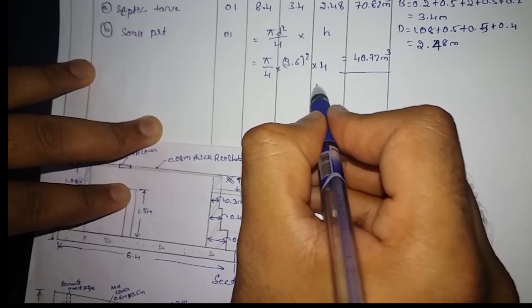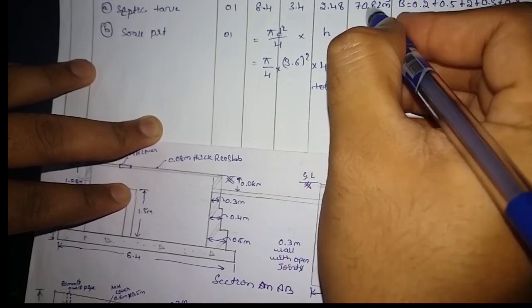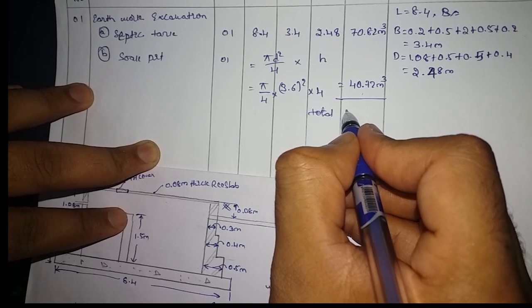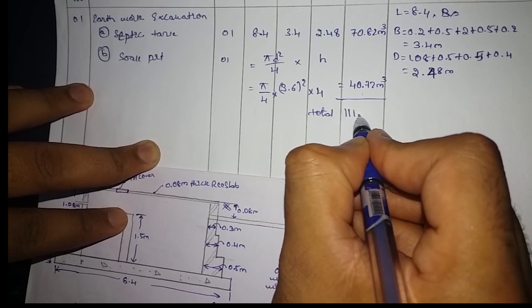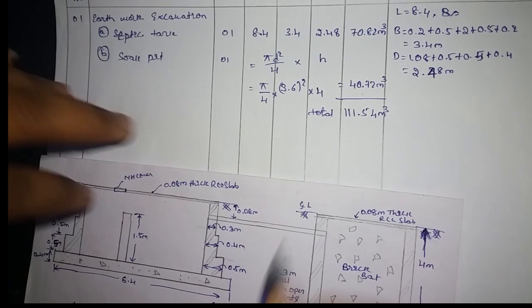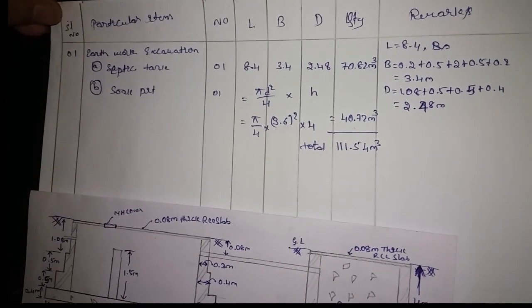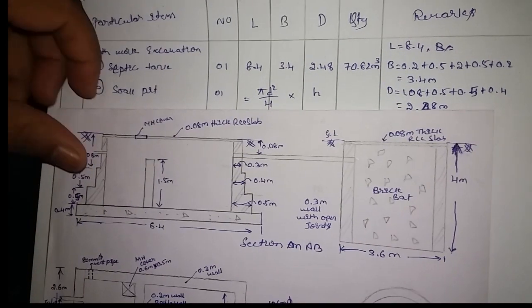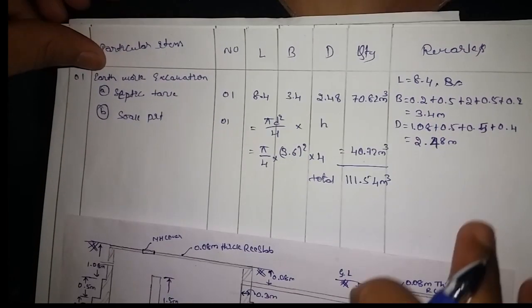Now I will take out the total values. Total is equal to how much if I add these two values? Substitute in the calculator, you get 111.54 meter cube. So this is your earthwork excavation quantity which is required for this particular plan, the soaking pit and septic tank. Okay, now move on to the second question.